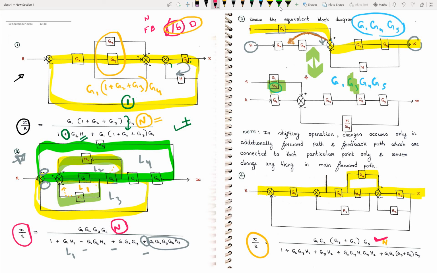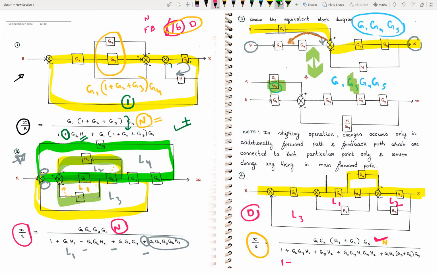When it comes to the denominator, focus on loops. This is one loop, I'm naming it L1. This is another loop, let's name it L2. And this is the overall loop, which we name L3. These things will come in the denominator. So we have to start like 1 minus, we write loop L1. In loop L1 we have G2, G3, H1.